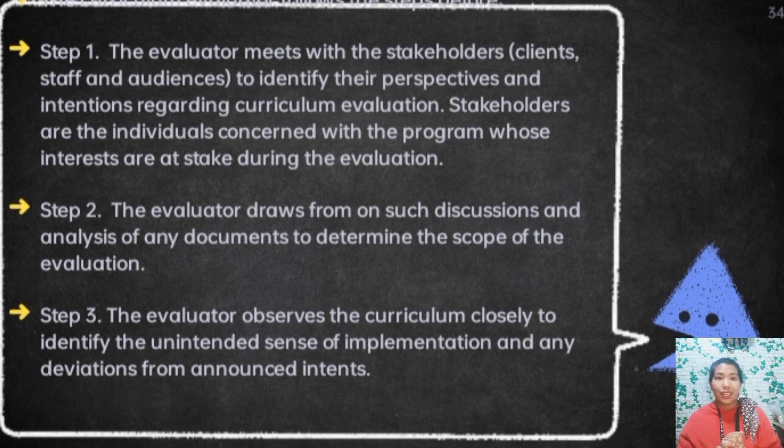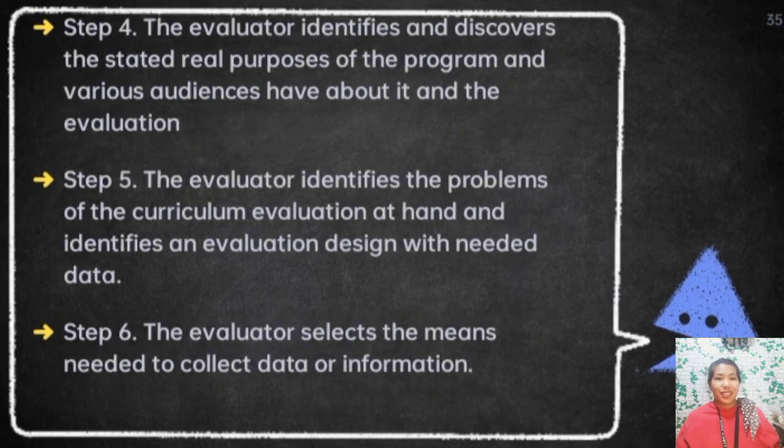And the third one, the evaluator observes the curriculum closely to identify the unintended sense of implementation and any deviations from an announced intent. So like the topic should be going like this, but you're going like this, so that will be different. They have to observe on that. So deviating.